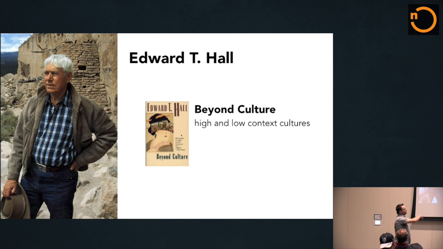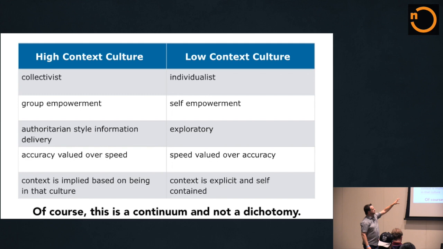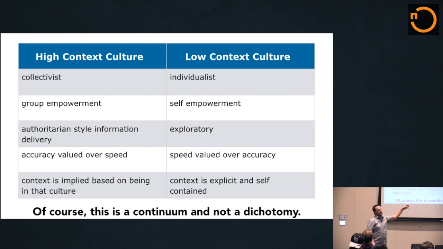This is a guy named Edward T. Hall, and he wrote this book in the mid-70s called Beyond Culture, and he studied this. He studied the silent language, all about how people communicate without words. And he created this concept of high and low context cultures. And so in a high context culture versus a low context culture, it's about the collective versus the individual, group empowerment versus self-empowerment, authoritarian style of information delivery versus exploratory. Accuracy is valued over speed. Speed is valued over accuracy. Context is implied based on being in that culture, and context is explicit and self-contained.